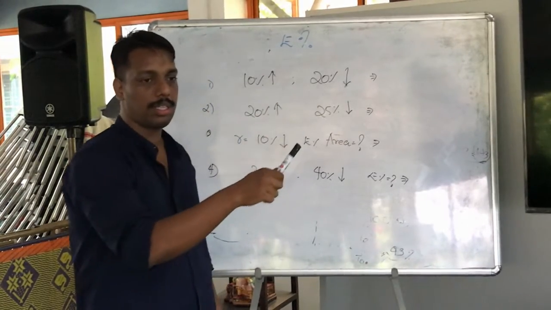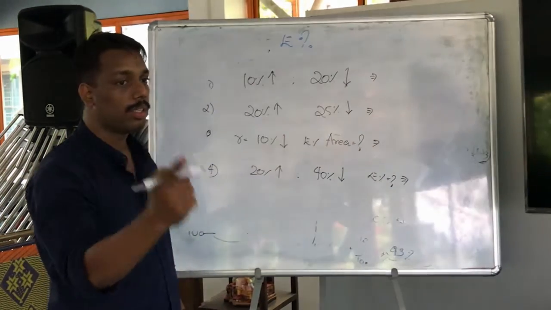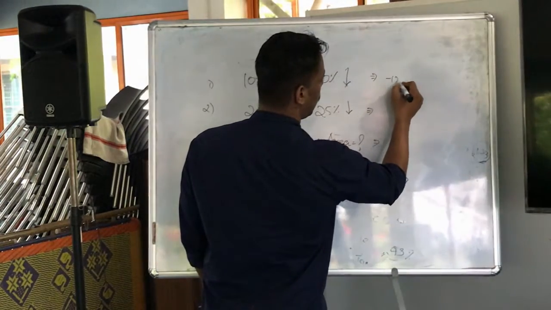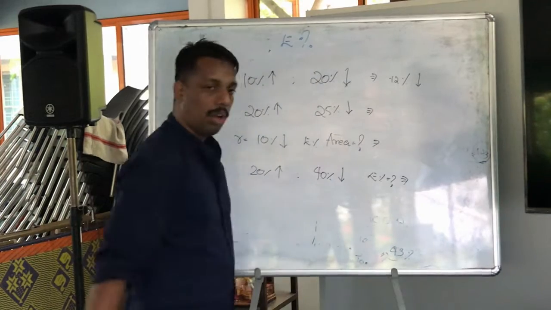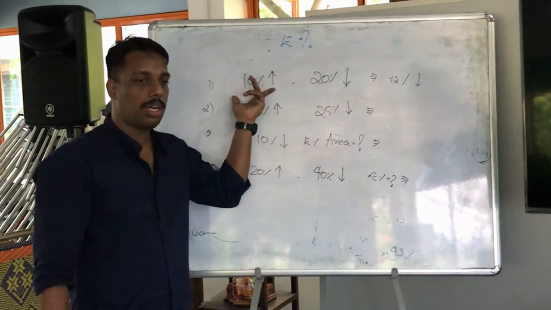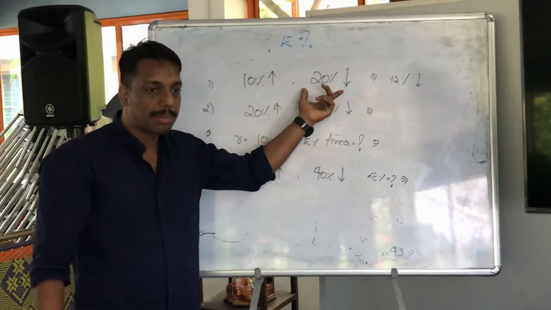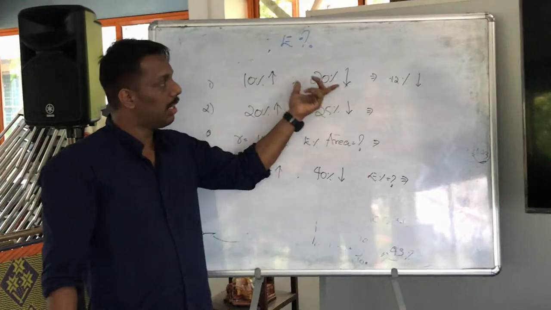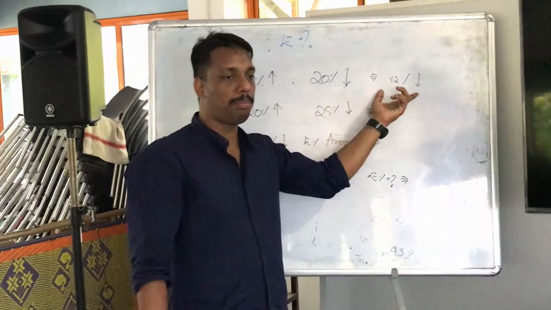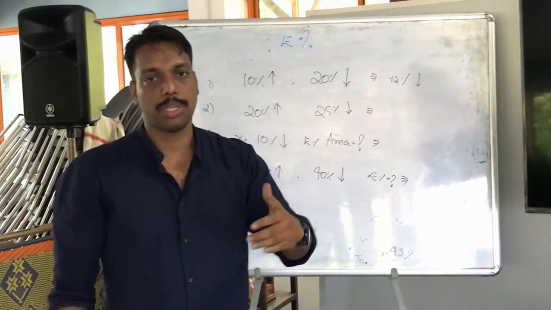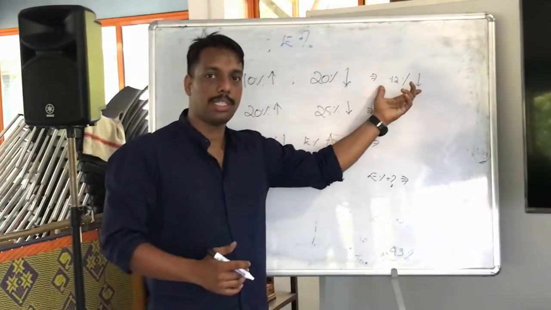10% increases and 20% reduces. What will be the effective change? Minus 12%, or 12% reduces. How did you get the answer? 10 becomes 11, 10 becomes 8, right? Which means 100 becomes 88. 100 reduces to 88, which means 12% reduces.